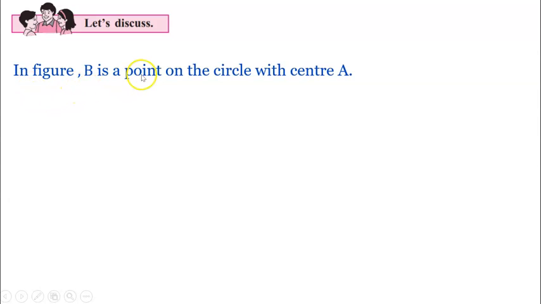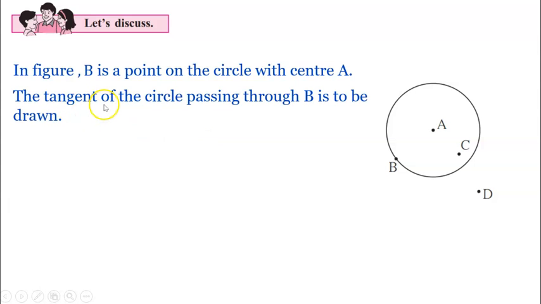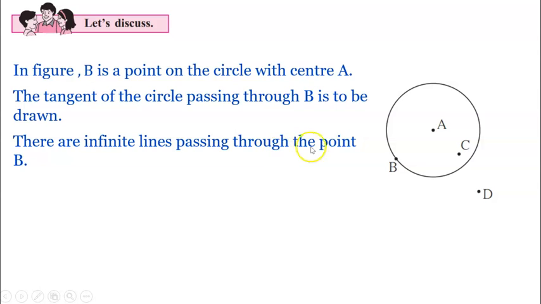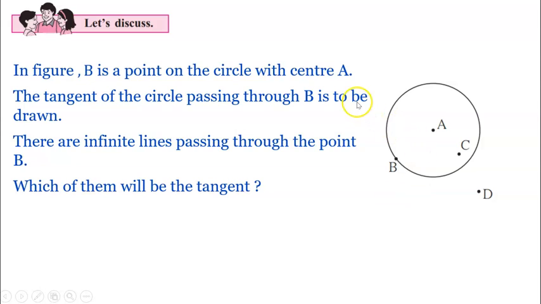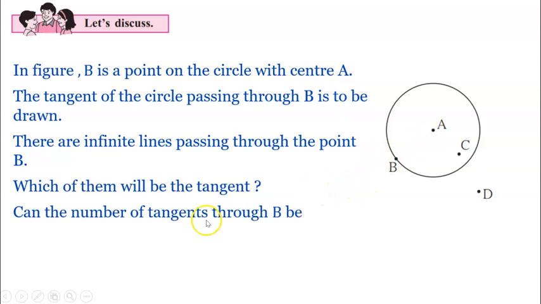Now next, in the figure, B is a point on the circle with center A. The tangent to the circle passing through B is to be drawn. There are infinite lines passing through the point B. Which of them will be the tangent? Only a single line is a tangent to this circle, the one perpendicular to the radius of the circle. Can the number of tangents drawn through B be more than one? No. Only a single tangent can be drawn through the point B.